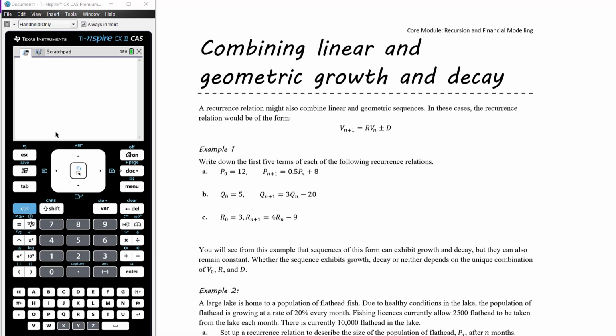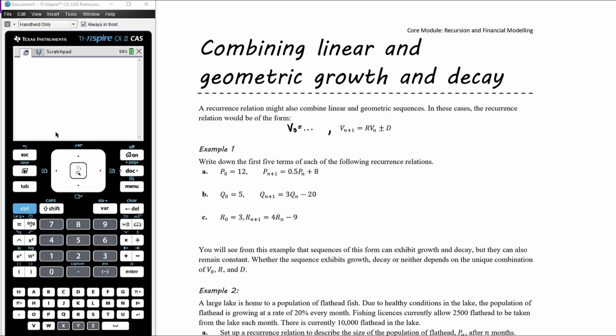Okay, so a recurrence relation might also combine linear and geometric sequences. In these cases, the recurrence relation would be of this form. Now we're missing an important bit. We're missing V0, which is an important part. So we would get V0, the initial term in the sequence, and then each term in the sequence, Vn plus 1, would be obtained by taking the previous term, Vn, multiplying it by some value, and also adding or subtracting some value, okay? So let's write down the first 5 terms in each of the following recurrence relations, which combine both geometric and linear growth and decay.